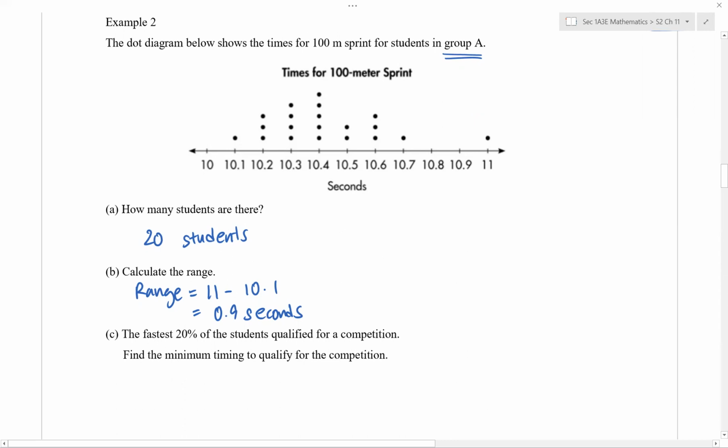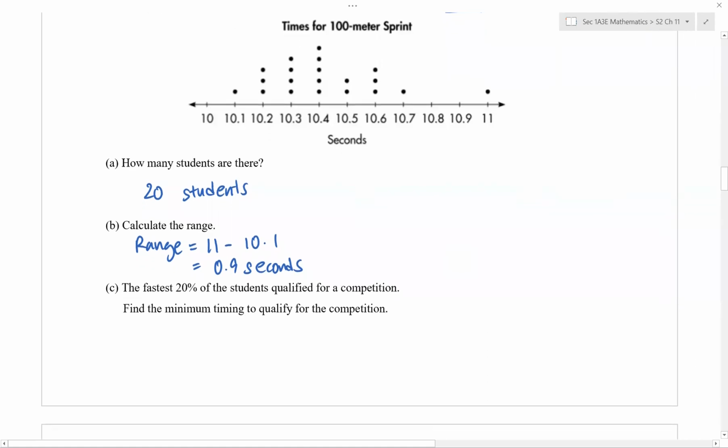They are the fastest. So they're the best, right? Based on the context, the best students, the fastest students, have the lowest timing. Compare this with test results. The best students will have the highest results. For example, the tallest students will have the largest height. However, the fastest students have the smallest timing. Okay, so 20%, 1/5 of the students. How many students? 20 students.